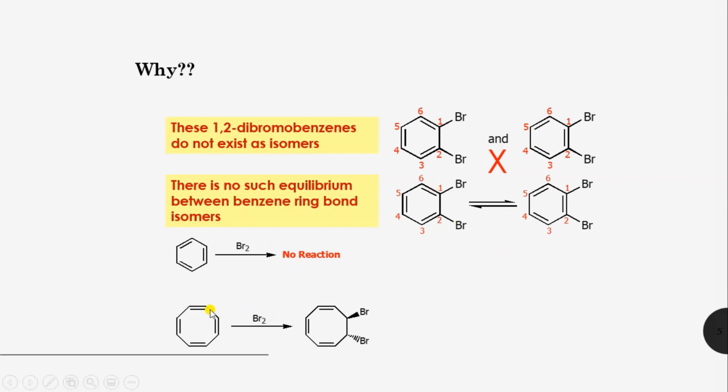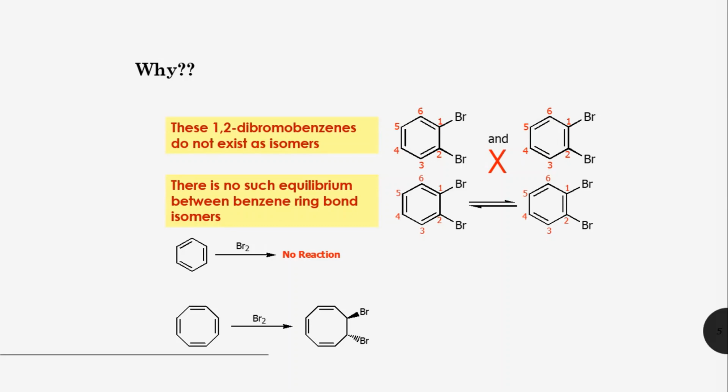the 1,3,5,7 cyclooctatetraene. That's why it undergoes the addition reaction, just like the normal alkene does. It's undergoing the addition reaction because there is nothing wrong with this. It's not sacrificing the aromaticity.